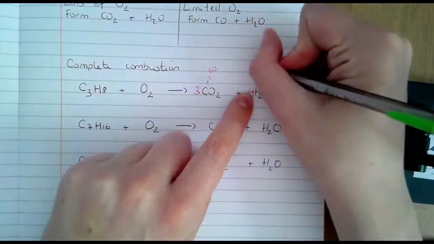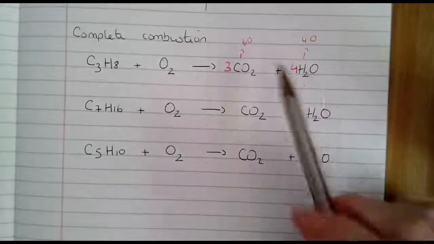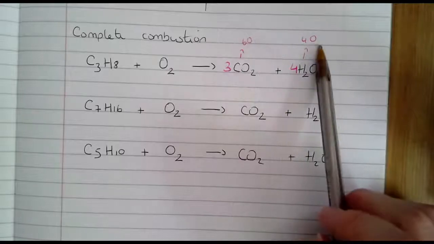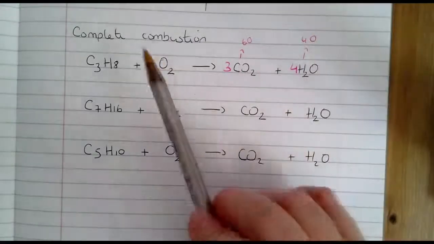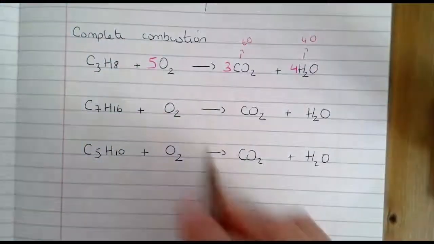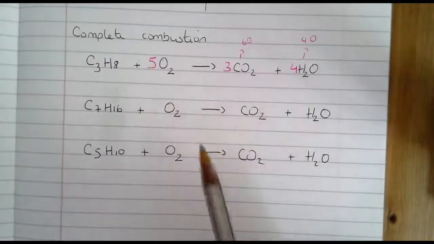So I have got 6 oxygens. Sorry, that's an O, it's not 60. I've got 6 oxygens for my CO2. I've got 4 oxygens for my water. So I've got 10 oxygens in total on the right-hand side. I need 10 oxygens in total on the left, which means I'm going to be putting a big 5 because 5 times 2 is 10. So they're the numbers I'm using, 5, 3, and 4 to balance.